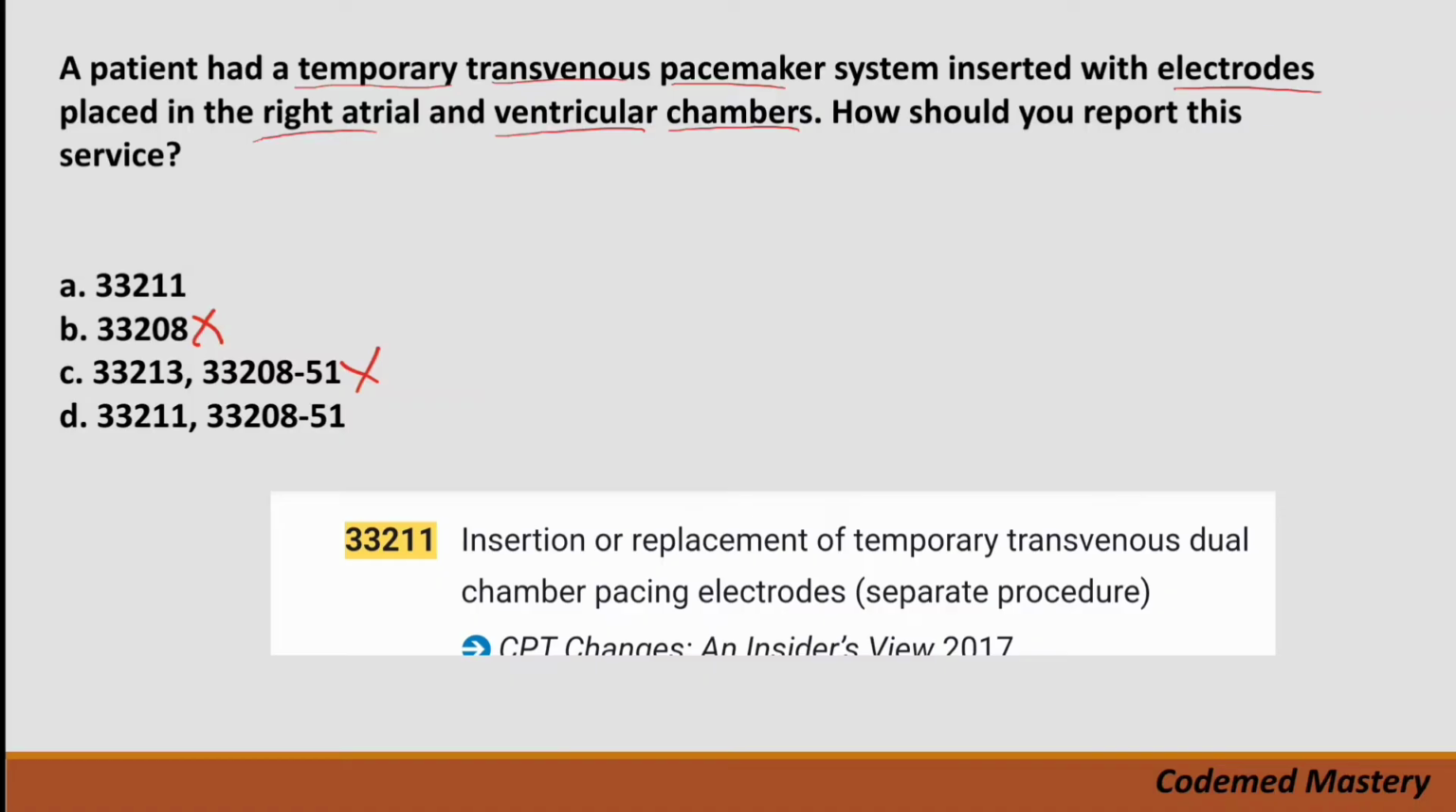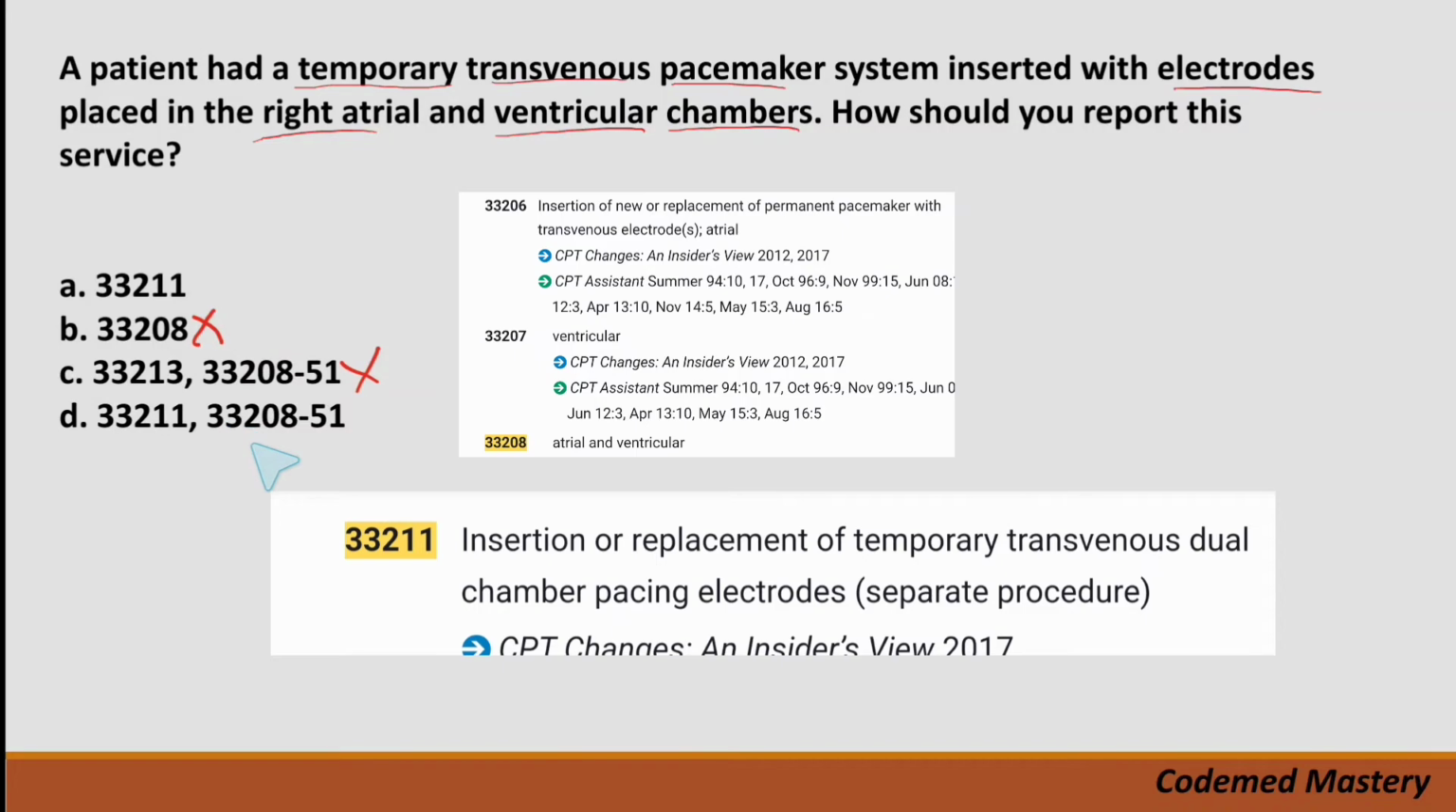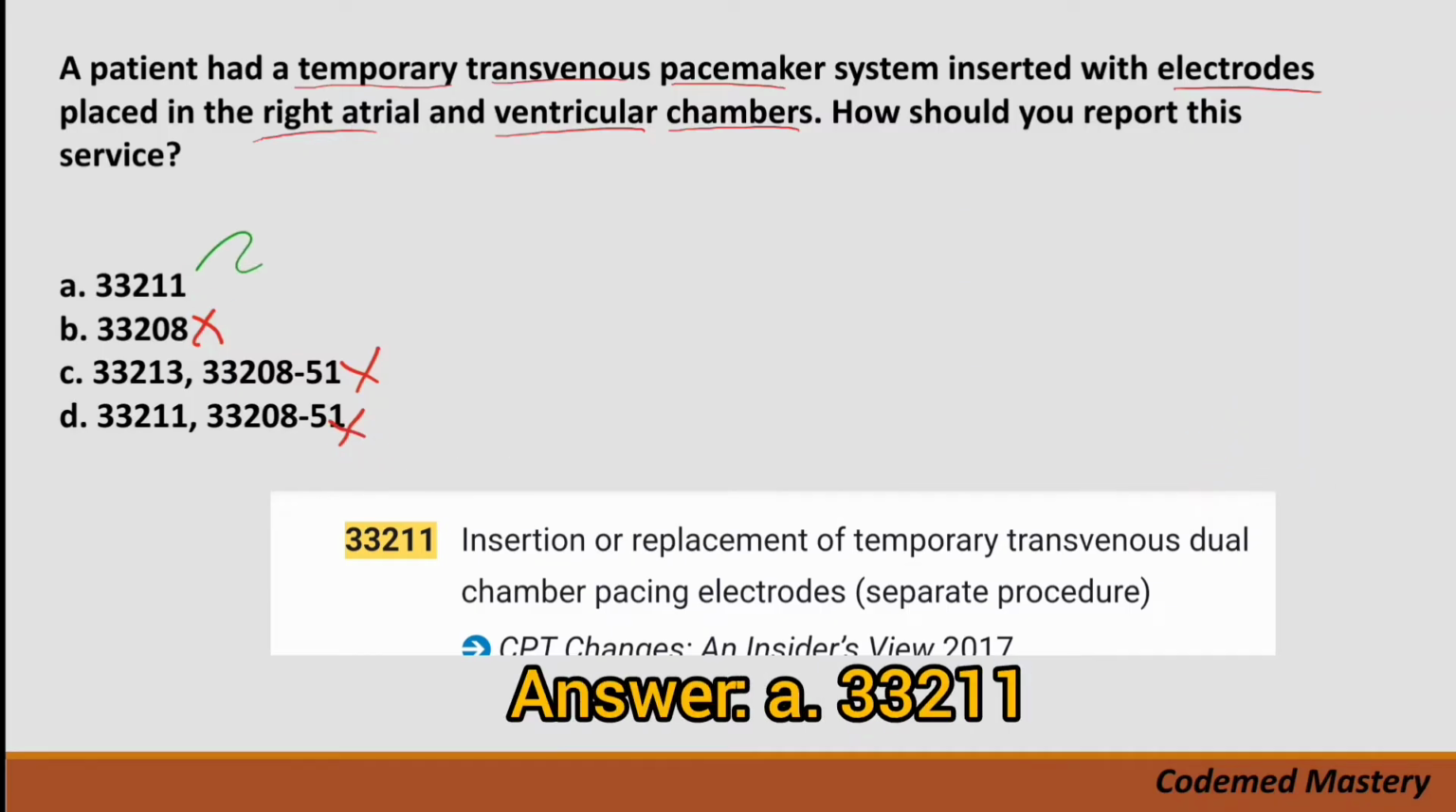Coming to option D, 33211, that is for insertion or replacement of temporary transvenous dual chamber pacing electrode. That is correct. But along with that, they have mentioned 33208. So 33208 is for permanent pacemaker and we cannot code it. So we'll eliminate option D also. We are left with option A, which is our right answer. So here the main term to eliminate the options was temporary transvenous pacemaker. The main things which you have to check are temporary or permanent pacemaker, and whether there is dual chamber, single chamber or multiple chamber. So here it is dual chamber, that is right atrial and ventricular.